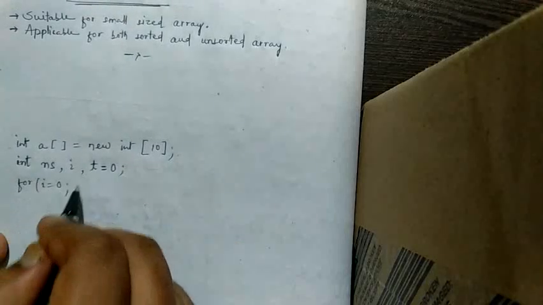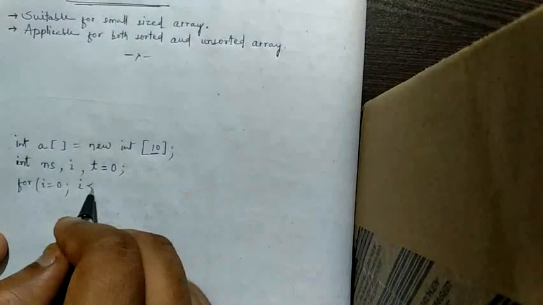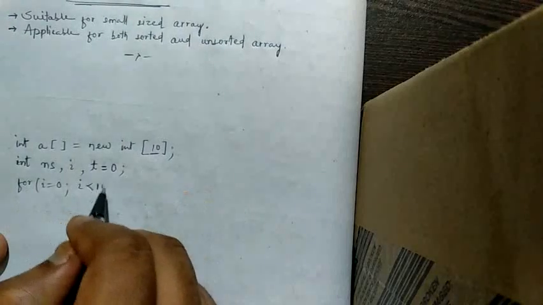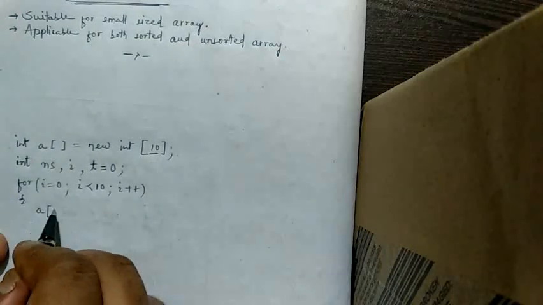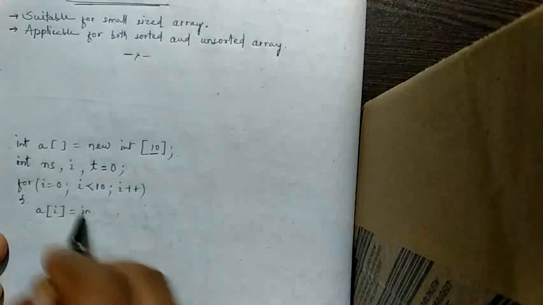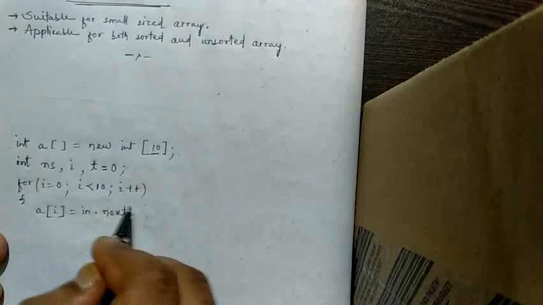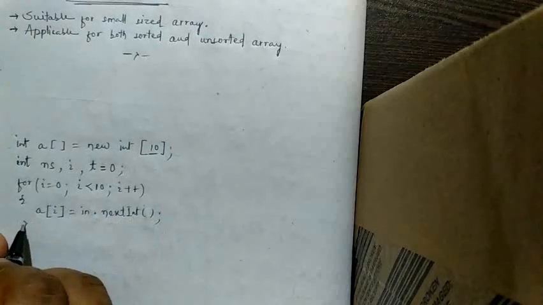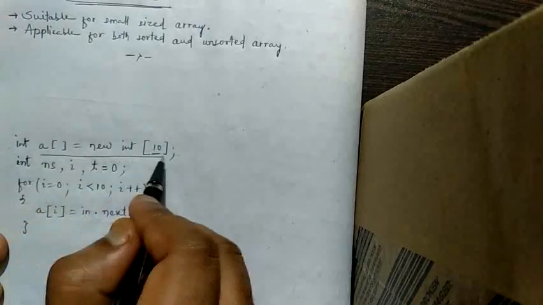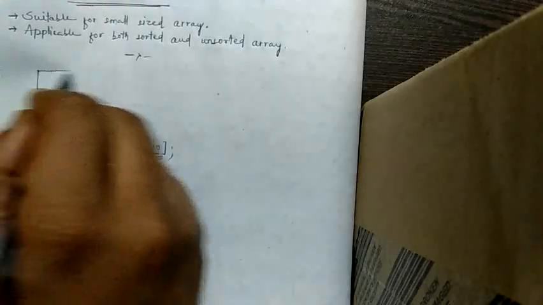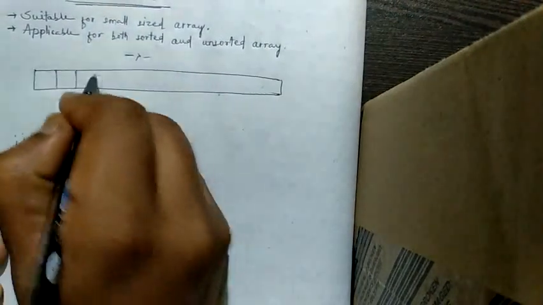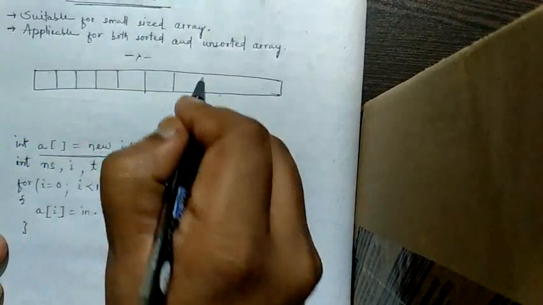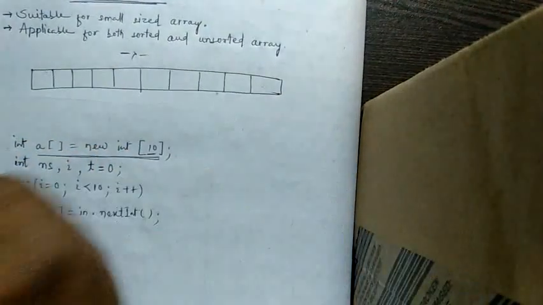So for i = 0, as the size is 10, it has to be less than 10, or less than or equal to 9. So i++, and a[i] equals sc.nextInt(). As soon as we write this line, a structure like this is created in the memory, with 10 positions.